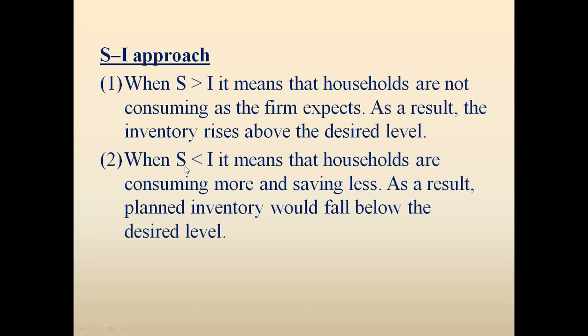Okay, but when the saving is less than your investment, it means that the households are consuming more and more and saving less and less. So which means that this is a situation of excess demand. 100 units of momo, the same example, but the consumers want to consume more and more and they want to save less, so they will spend their money. Okay, the consumers will have more disposable income. Then the demand will increase and your supply will decrease. Okay, this is a very simple concept.